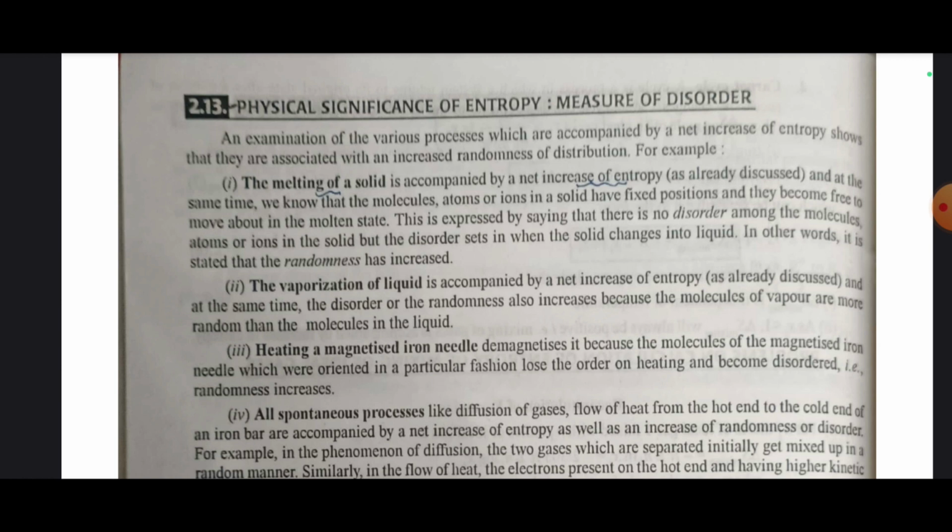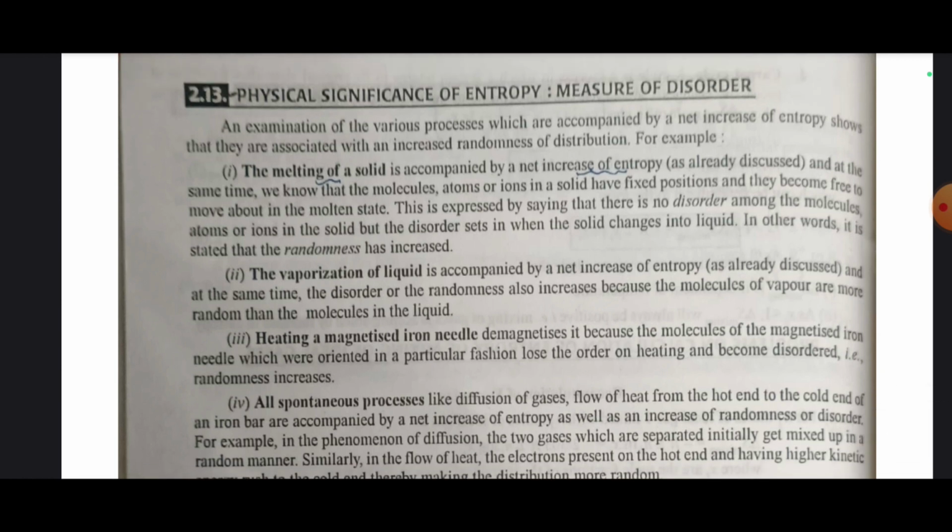2.13 Physical significance of entropy, that is, measure of disorder. An examination of the various processes which are accompanied by a net increase of entropy shows that they are associated with an increased randomness of distribution. For example, first, the melting of a solid is accompanied by a net increase of entropy, and at the same time, we know that the molecules, atoms, or ions in a solid have fixed positions and they become free to move about in the molten state.